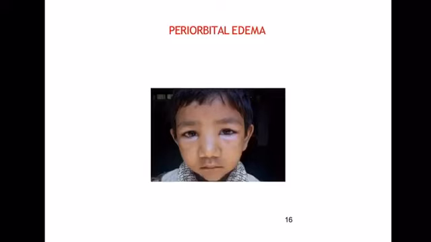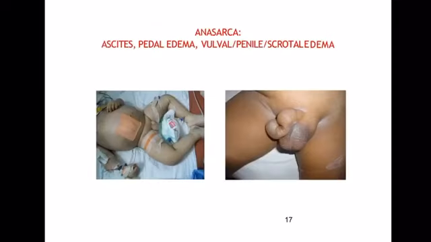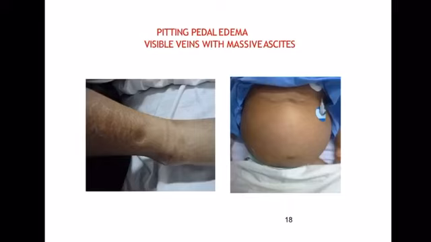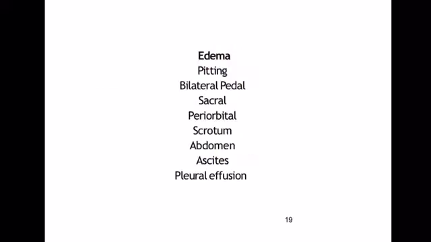In this picture, a child has a periorbital edema. In this, ascites is present, pedal edema is present, vulval, penile, scrotal edema can also develop. In the first picture, pitting edema is present, visible veins with massive ascites. In the second picture, the edema is pitting. Bilateral pedal edema can develop. Sacral edema, periorbital, scrotal, abdominal ascites, pleural effusion also can develop.